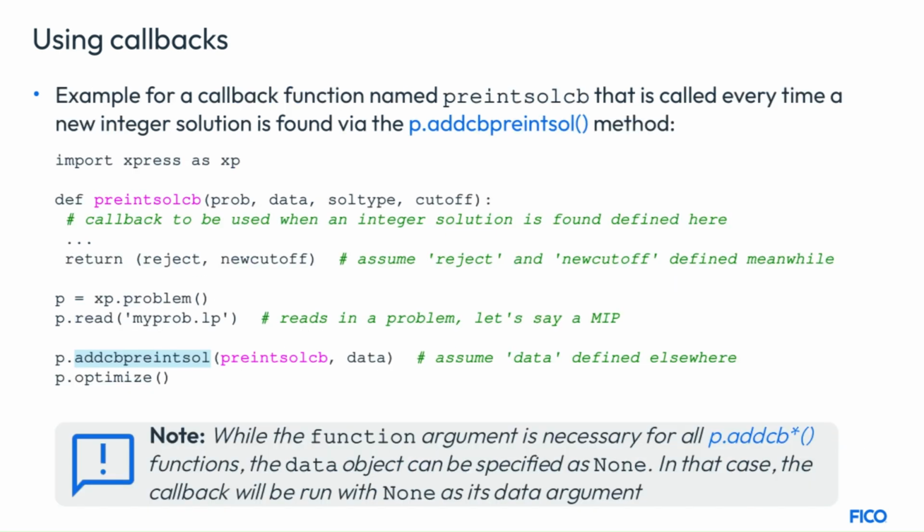This example shows an application of the pre and sol callback, where a user-defined function takes 4 arguments that will be passed by the optimizer. The function must return a tuple of 2 elements, as required by the pre and sol callback. A problem object is then created, and the problem is loaded from a file. Then, the callback is triggered by calling the corresponding method with the required problem object and a data object, which is assumed to have been defined elsewhere. The optimize command then starts the optimization process, which will stop at each node of the branch and bound, where a feasible integer solution is found, to run the user-specified routine before accepting the solution found.